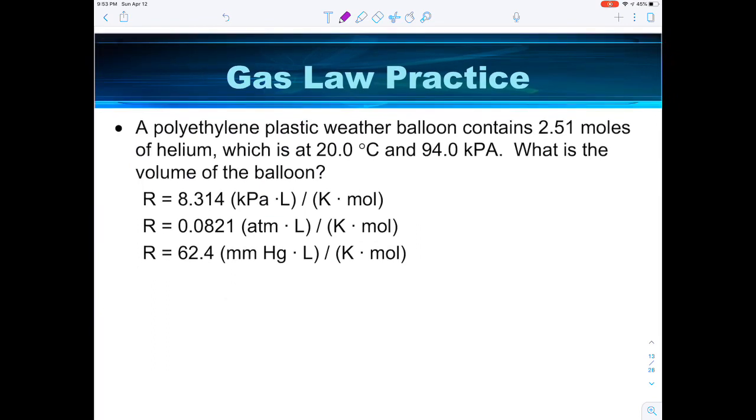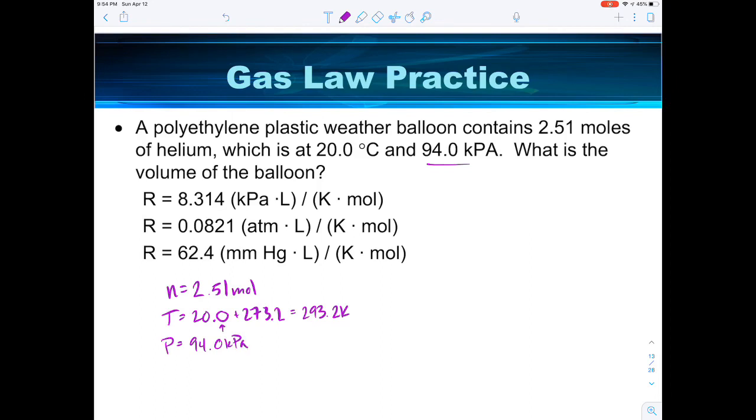Okay, so here we have a weather balloon with 2.51 moles of helium at 20 degrees Celsius and 94 kPa. Same thing, pull out the numbers and identify them. 2.51 moles. Temperature is 20 degrees Celsius. We're going to add 273 right away. If you want to conserve that 0 being a significant figure, then you can add 0.15, rounding up to 0.2, and then you'll get 293.2 Kelvin. And the last thing is our pressure, 94.0 kPa.